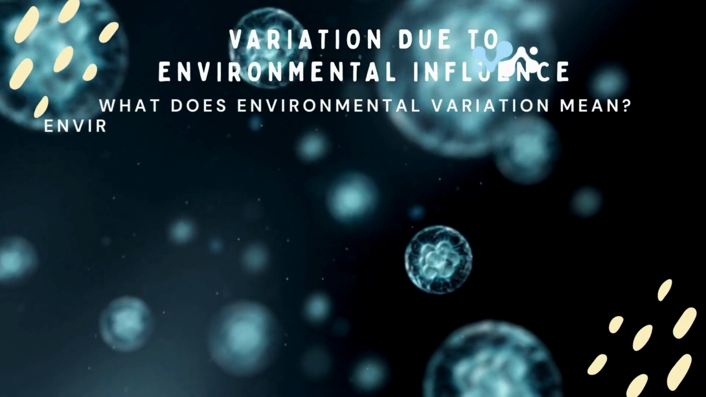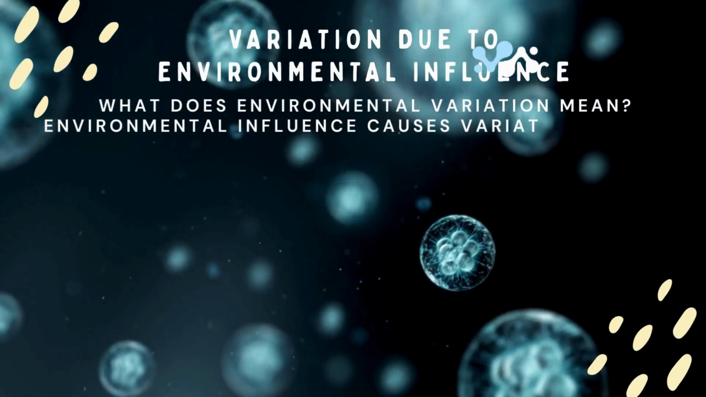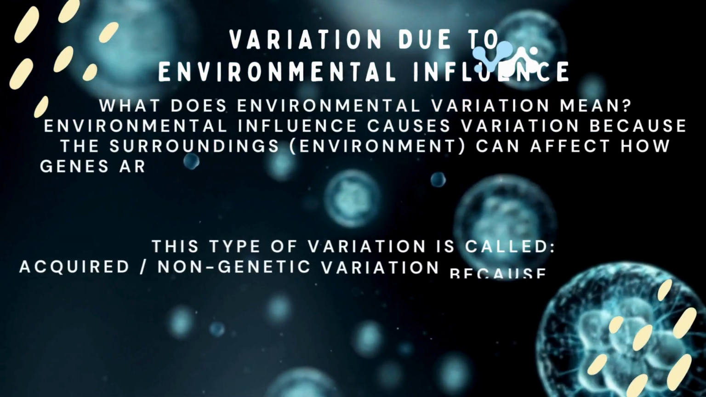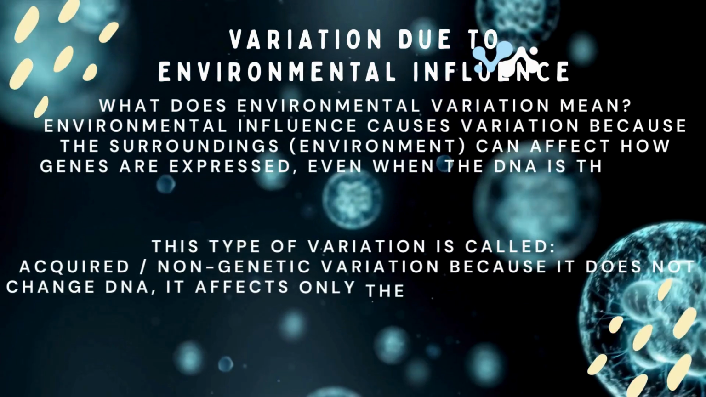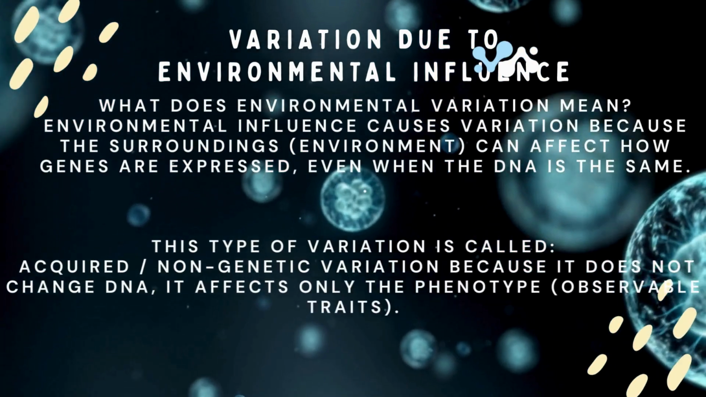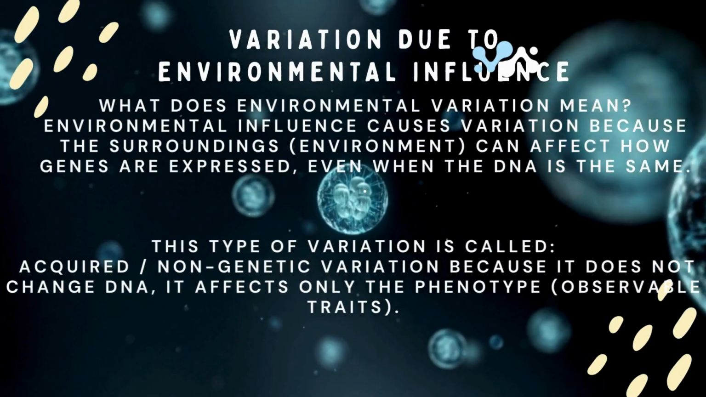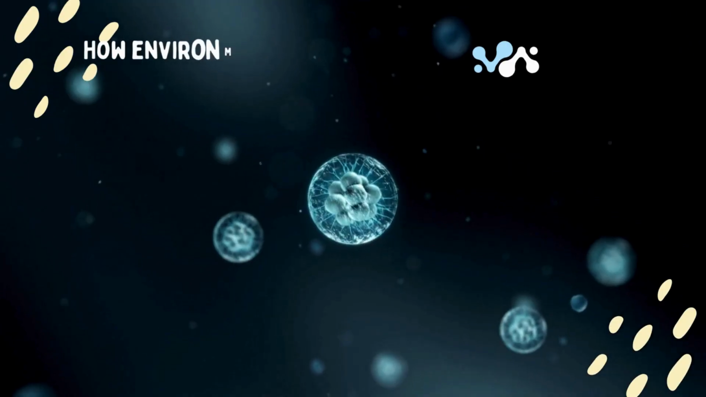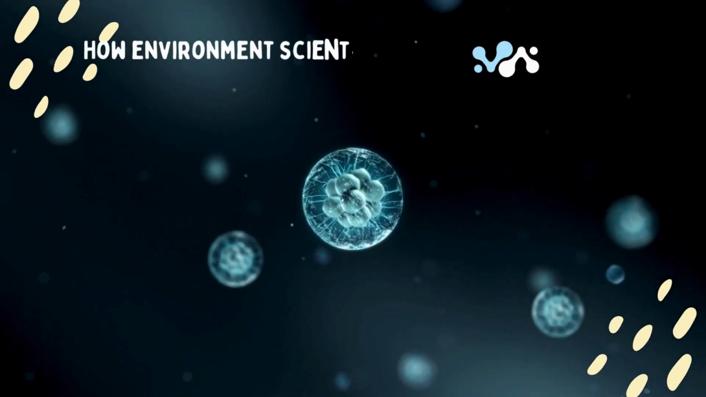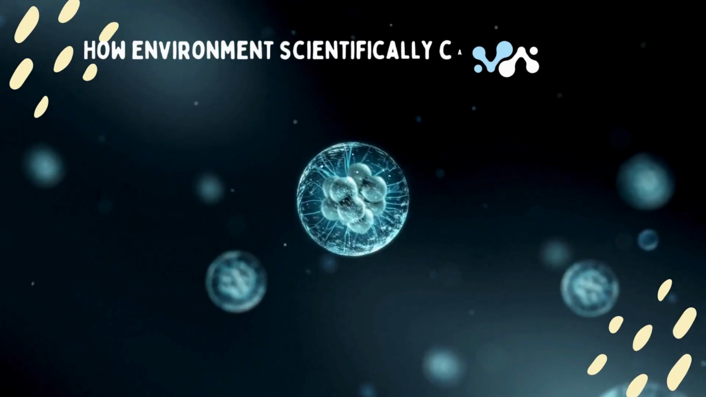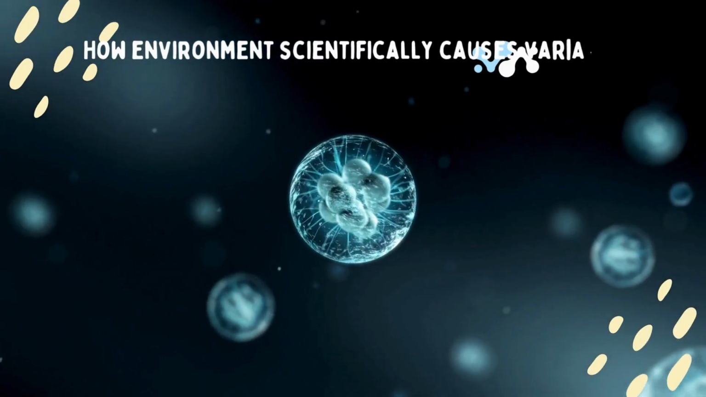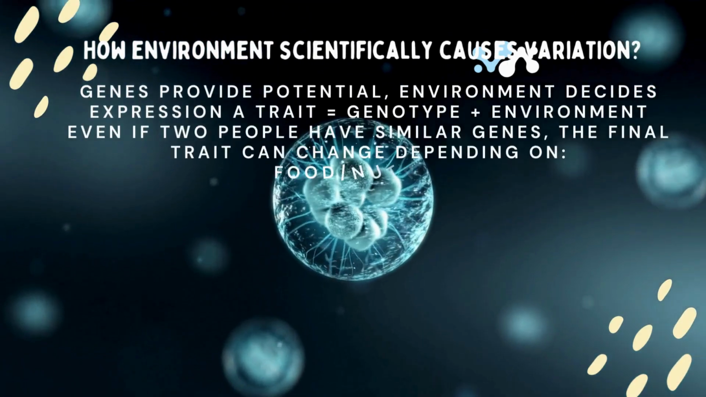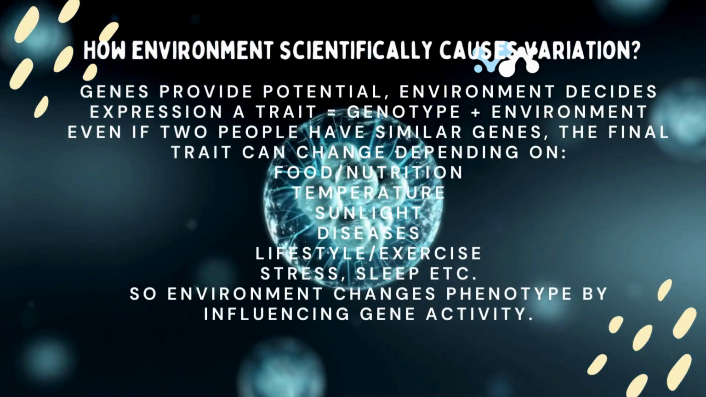Evolution is the slow and gradual change in the characteristics of organisms over many generations, resulting in the formation of new species. This type of variation is called acquired, non-genetic variation. Because it does not change DNA, it affects only the phenotype, that is, observable traits. A trait depends on genotype and environment. Even if two people have similar genes, the final trait can change depending on food, nutrition, temperature, sunlight, diseases, lifestyle, exercise, stress, sleep, etc. So environment changes phenotype by influencing gene activity.